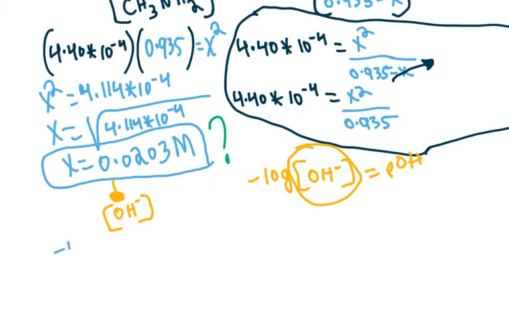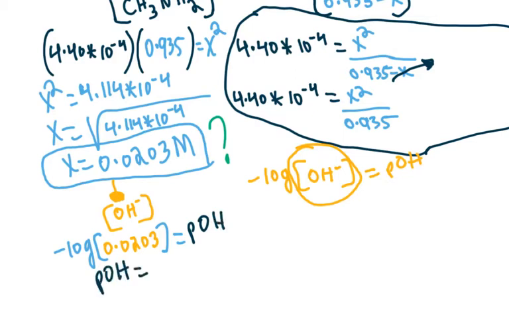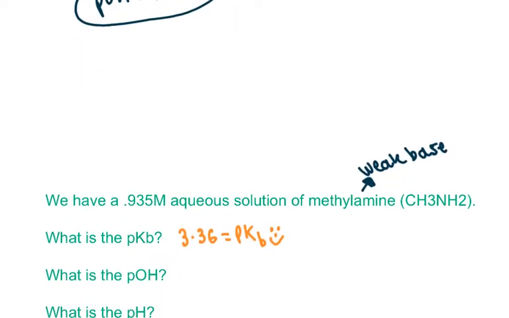So all we have to do now is negative log of our OH minus concentration, which is 0.0203, and that'll yield a pOH value of about, so let's go and finish this. We're calculating the pOH. So the pOH of our 0.935 molar aqueous solution of methylamine is going to be around 1.69. All right, so that's the pOH, not the pH, the pOH. So the pOH is going to be 1.69.